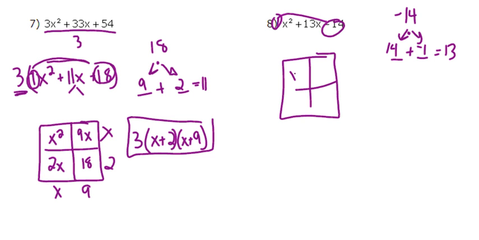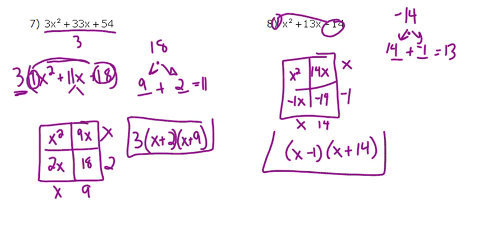I have x squared. My middle term split into 14x and negative 1x. And my last term is negative 14. Horizontally, I can take out an x and a negative 1. Vertically, an x and a positive 14, because the leading number is positive. So I have x minus 1, x plus 14.